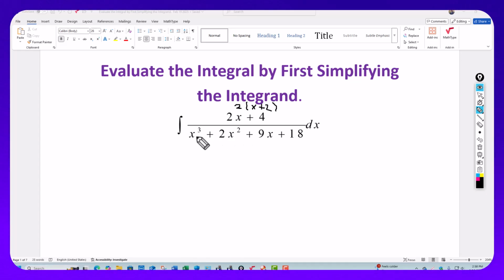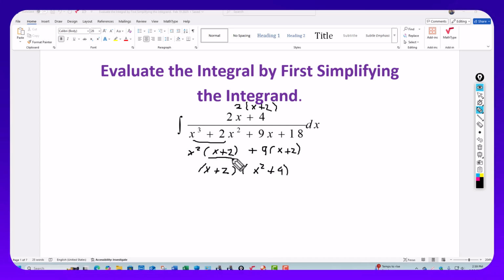The denominator, we have a cubic polynomial. But notice from these two terms, we can factor out an x squared. That gives me x plus 2. But the last two terms, 9x plus 18, I can factor out a 9 out of that. I'm left with x plus 2. Now take out the x plus 2. So we're actually factoring this by grouping. Take out an x plus 2 here. The first group leaves me with an x squared and plus 9.